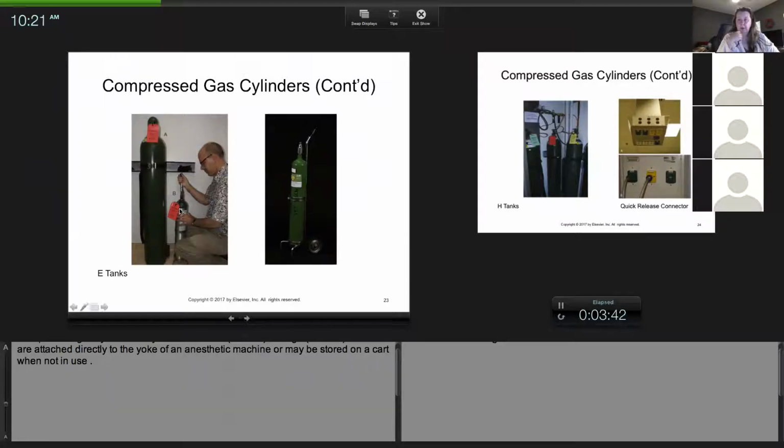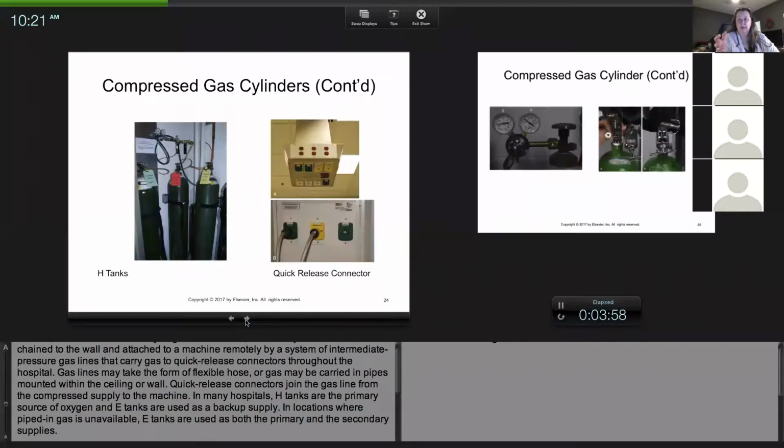They're showing you the difference here. You see A, that's an H tank, and the one down here is an E tank. And oxygen is green. Think green for life. You need oxygen for trees and grass. So green means life. Now here's an example of the H tanks, and they are all strapped to the wall.